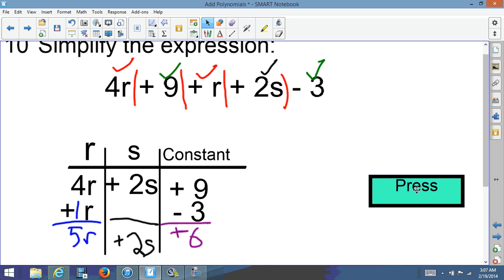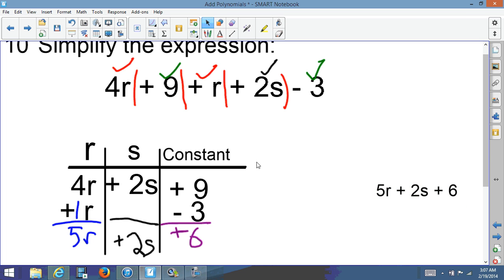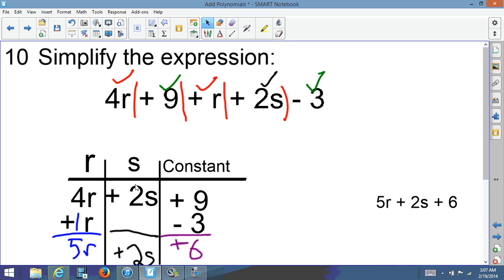It's a trinomial. So when we simplify expressions, a good way to do it is to make columns. Get your like terms together, your r's together, and get your constants at the end, and your other variables, get those in there as well. And you put them in their own separate column and just combine like terms.